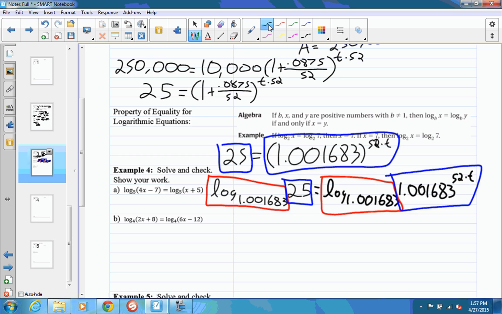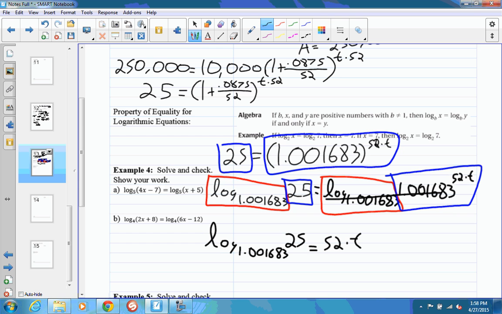Here's the property, and I'm not going to show you exactly why this works. You just need to know that when I have a log with a base, and that base is the same as my number, this all disappears. So log base 1.001683 of 1.001683 to the power 52t, what disappears is all this, and all I get is 52 times t. When I take a log base, and that base is the same as the number I'm doing the log of, all that's left is the exponent. Sometimes that exponent is just 1.